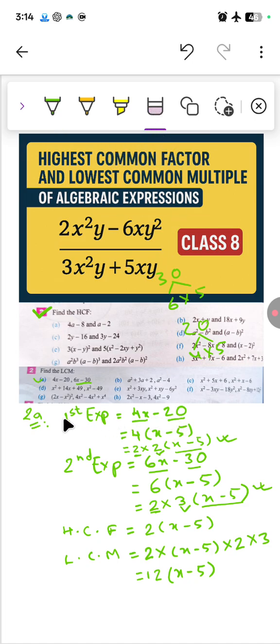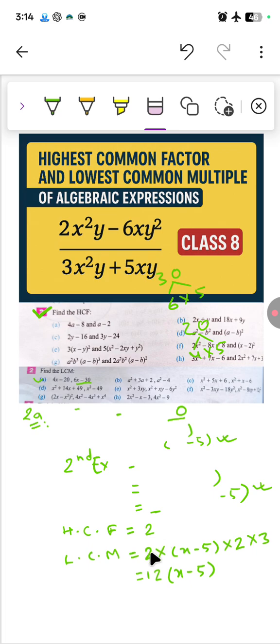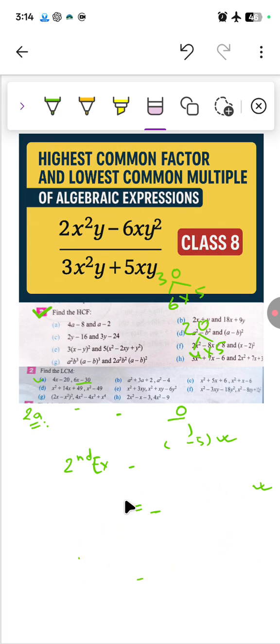Let us do another question from question number 2. Let us see another one. Question number 2e.